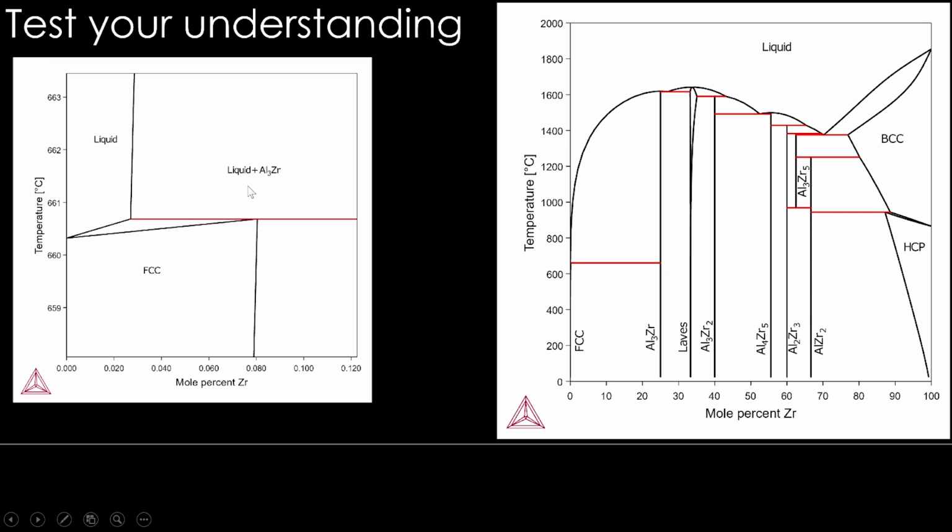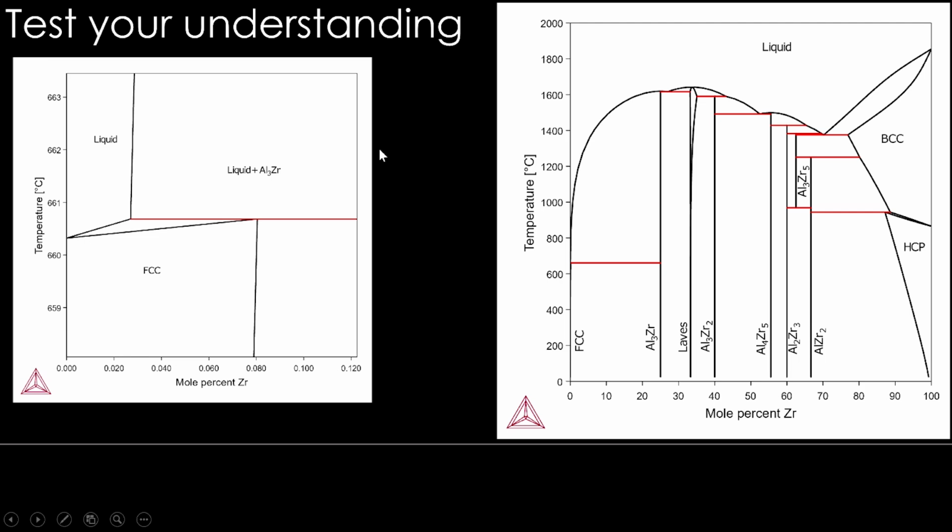So here, this region is labeled as liquid plus Al3Zr for clarity. But if you see this horizontal line, on one side we have FCC at the bottom. On the other side it's Al3Zr. So it looks like this FCC is actually starting here. If we zoom in, we can see it is actually starting from here. And at the left extreme we see the liquid phase.